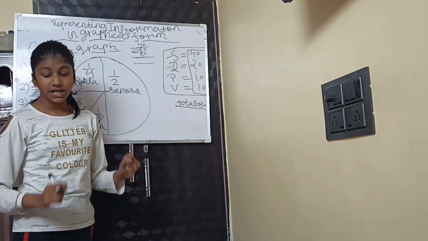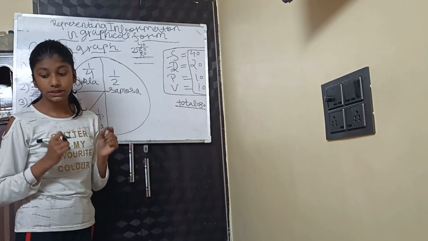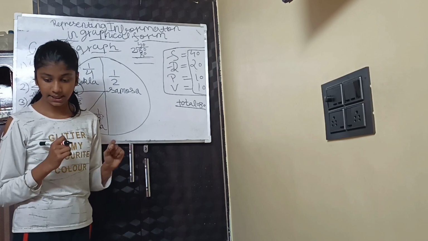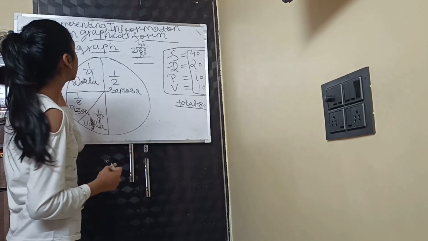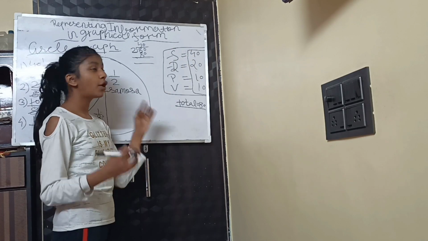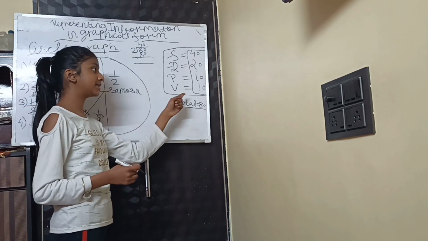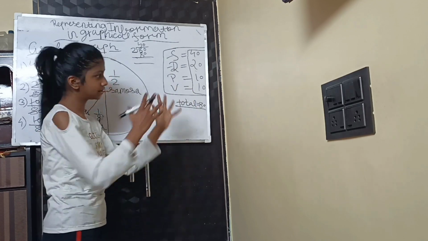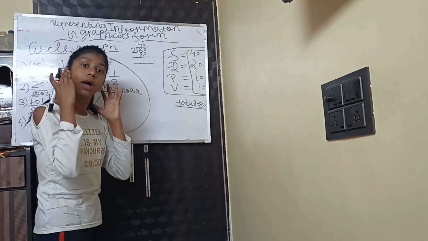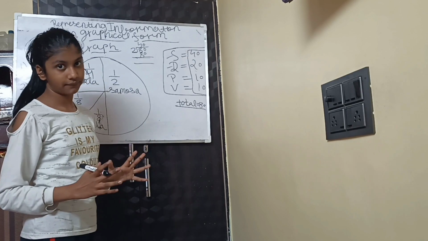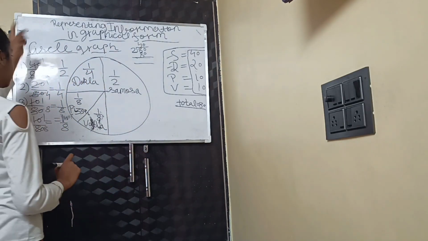80 children of class 5A were asked about the snack they liked the most. The result was as follows. 40 students said samosa, 20 students said dhokla, 10 students said pizza, and 10 students said vada. This was the question, and this type of question will be asked in a circle graph.